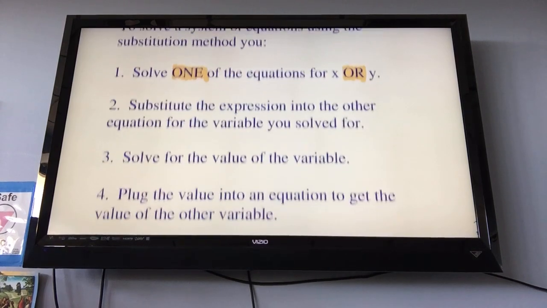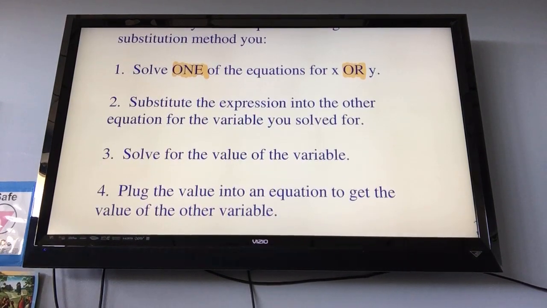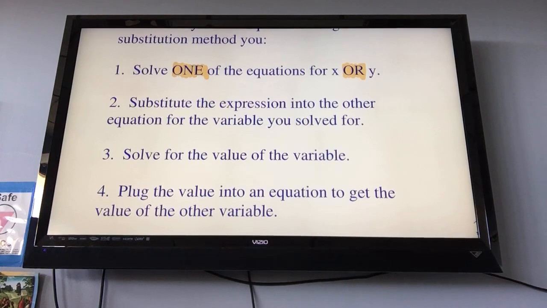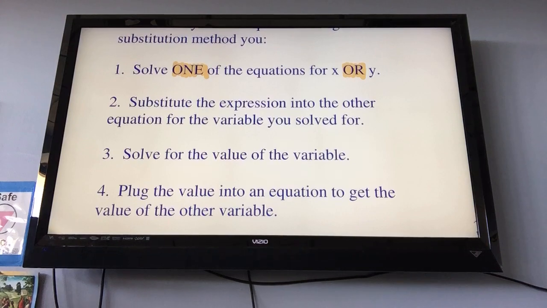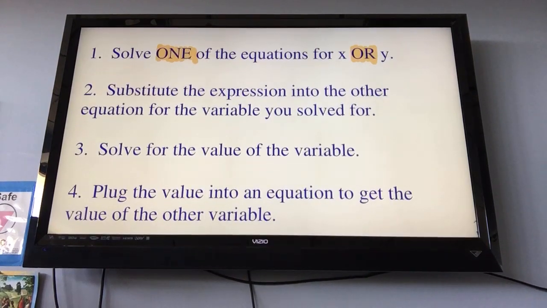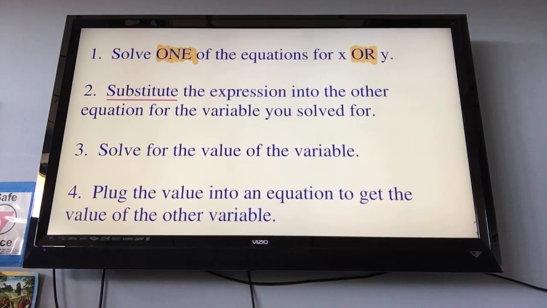So we're going to solve one of the equations for x or y, and then we're going to take that expression and substitute it into the other equation. And then that's going to give us something we should know what to do with based on what we've been doing since September on solving, okay? So when you think of the word substitute, it's like a sporting event where someone comes out of the game and someone else goes into the game. You're literally going to take something out of the equation and then put something into the equation. So we're making that substitution.